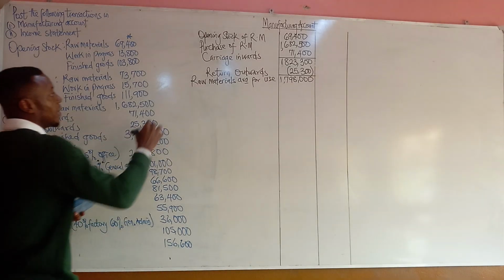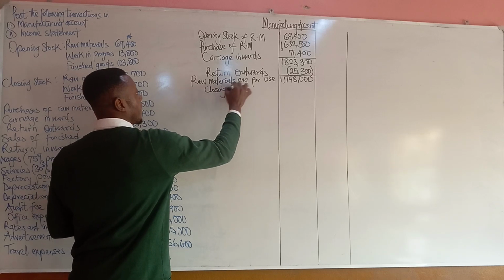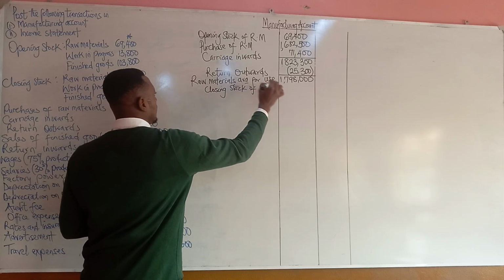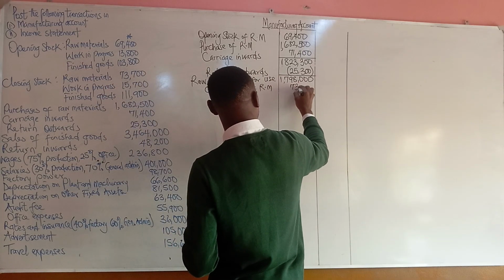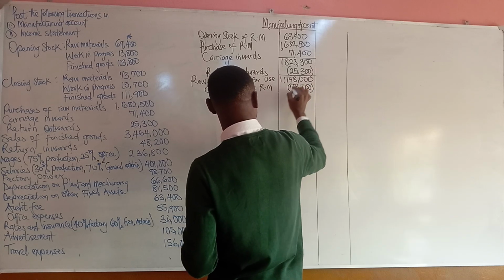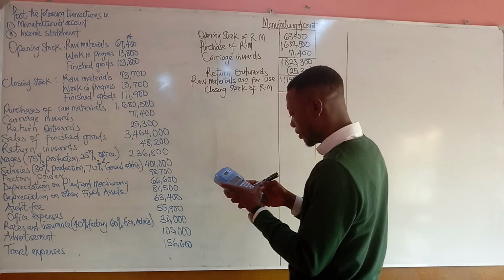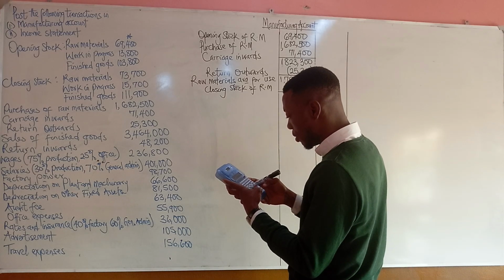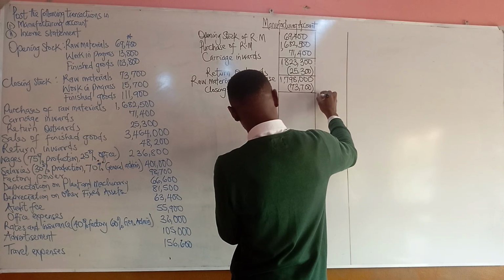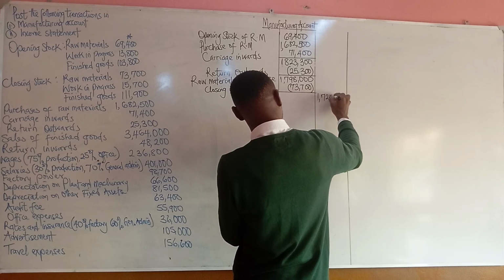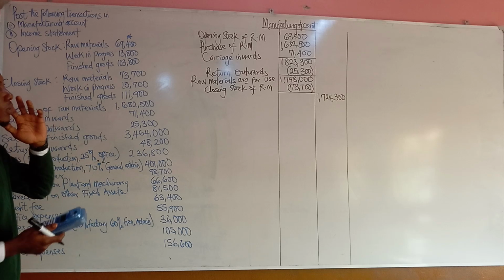Now that we've gotten our raw materials available for use, the next thing is to less the closing stock of raw materials. So closing stock of raw material. And what is my raw material? Closing stock 73,700. 73,700 in bracket. Now minus 73,700, which will give me 1,724,300.